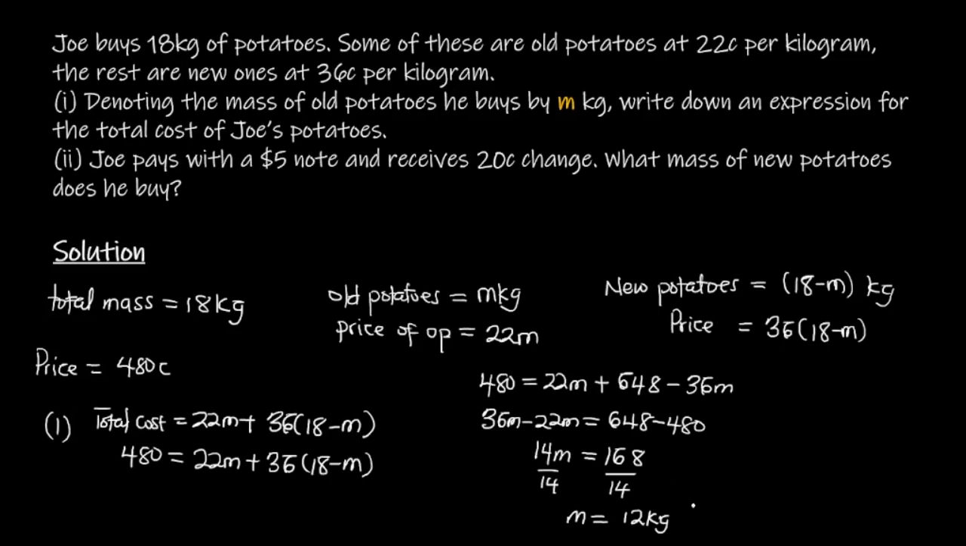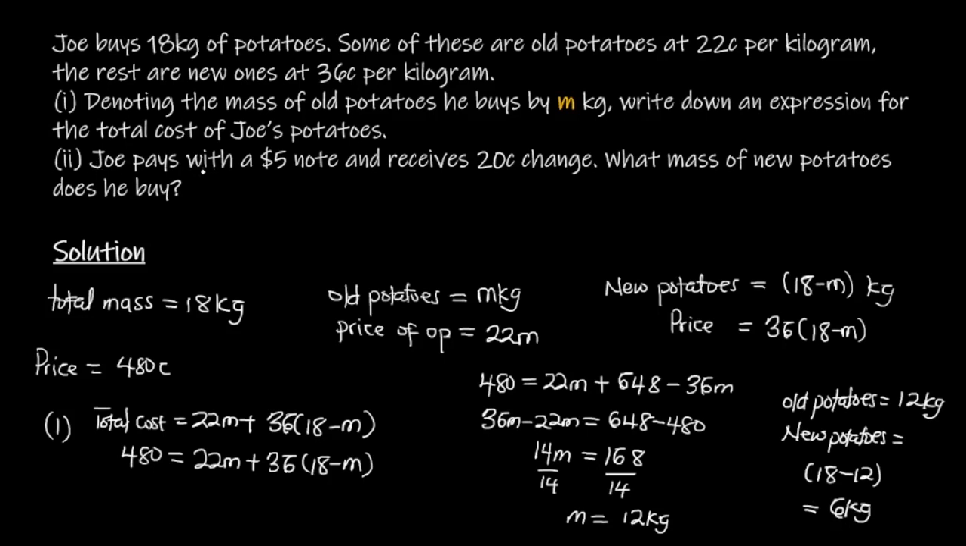Now if the mass of the old potato is equal to 12 kilogram, then it means the new potatoes will be equal to 18 minus 12, and that will give me 6 kilogram over here. Now let's look at II.